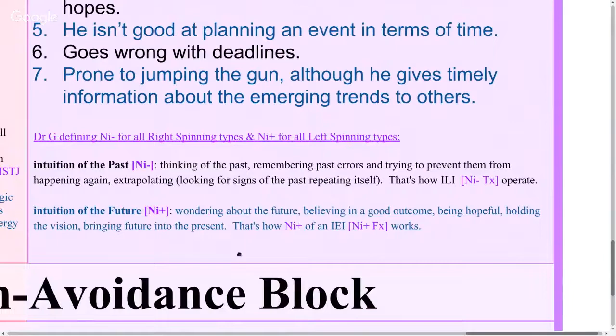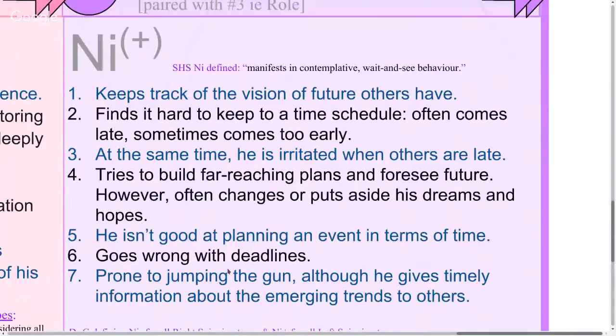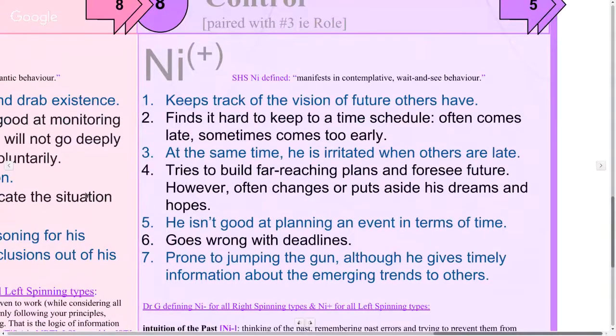Now we're going to go to this. And if you want more information on this, video 8 of 8 in the ENFP series in the playlist linked in the description. Ni plus, or rather Ni, manifests in contemplative wait-and-see behavior. Bullet points for ENFP. Keeps track of the vision of future others have. Right, so it remembers what other people say about the future.